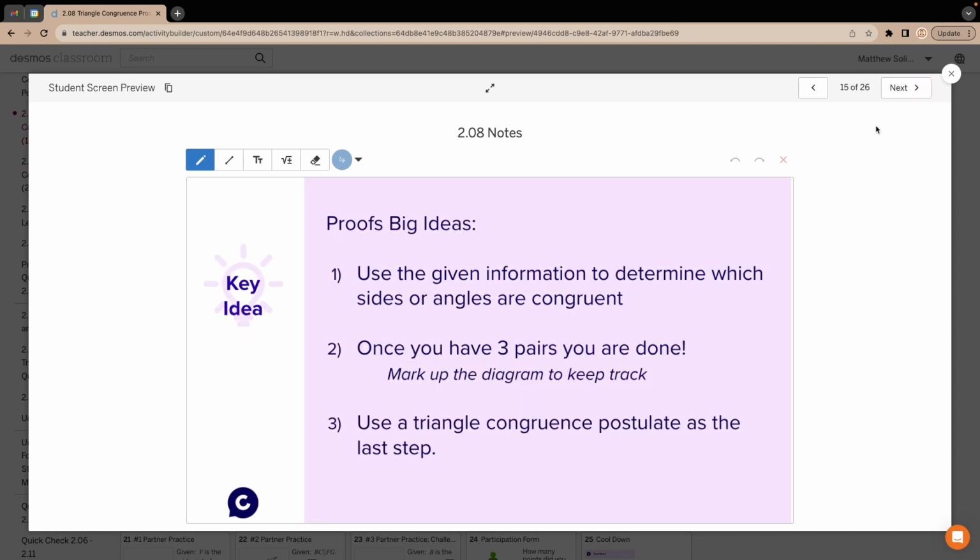Let's dive into our first proof. So when we're trying to prove triangles are congruent, remember, we need to figure out what sides or angles are congruent, and we're going to use the given information to help us figure that out. Once you have 3 pairs, you are done. Remember, side, side, side, that's 3 sides. Side, angle, side, that's a side, an angle in the middle, and then another side. Once we have 3, we're done. The triangles are congruent. Then the last step would be to say triangle whatever is equal to triangle whatever by, I don't know, maybe we use side, angle, side. Don't worry, it's going to make way more sense once I show you the first proof, but here's the big idea of what we're going to do.